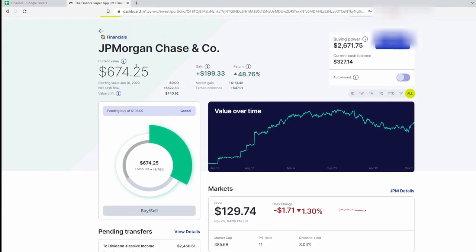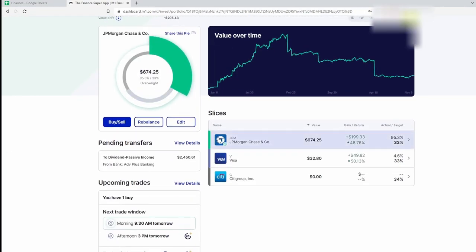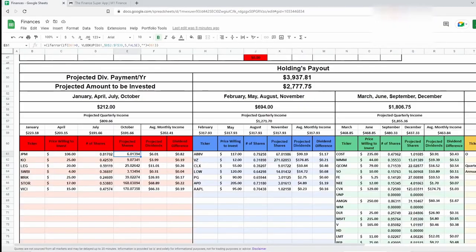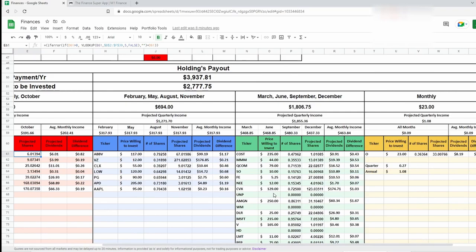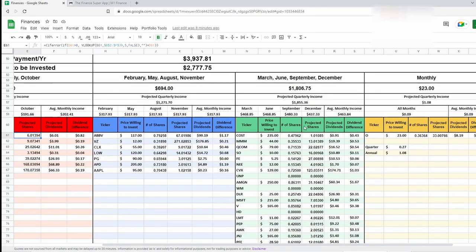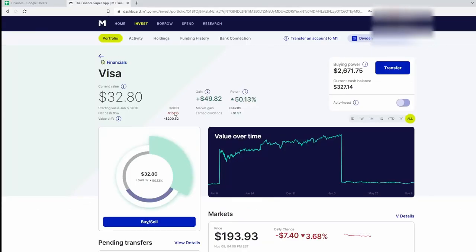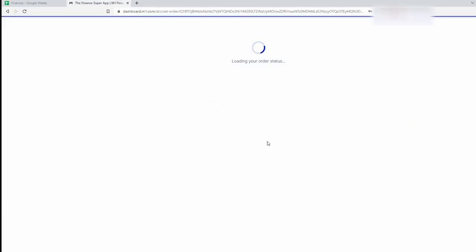Now I think I should just do everything per pie, honestly. Let's go down to Visa next. Visa is part of the March, June, September, and December payments. So we got Visa, and the next stock up would be $165 for 1.02 shares, essentially. So 165. We're going to come here and we're going to buy.